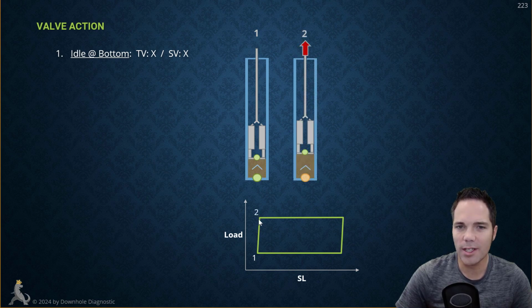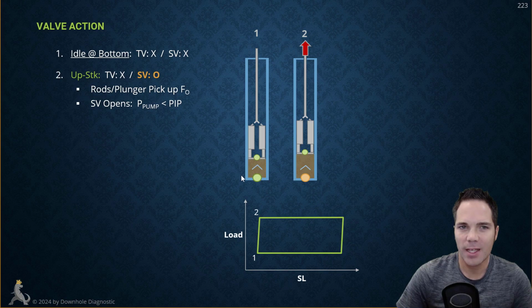At point 2, the full fluid load has been picked up, and you can see in the diagram that the plunger is a little bit higher. As the plunger is moving up, it's vacating the pump chamber. It's creating additional space, and this is going to drop the pressure of the fluid in the pump chamber. So the rods and the plunger are picking up the fluid load. The standing valve opens when the pressure inside the pump is less than the pump intake pressure.